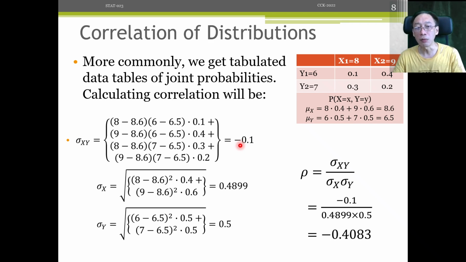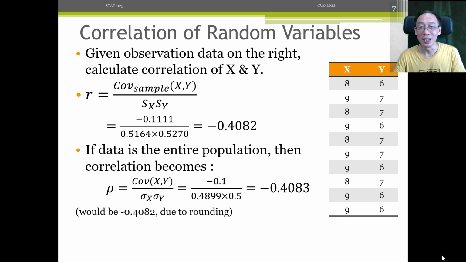And then we calculate the population standard deviation. That's the big square root of the square of the difference from the mean of X of each value, 8 and 9, times its own probability. So for 8 and 9, 0.1 plus 0.3, 0.4 plus 0.2, so we get 0.6. So we do that. You can use a calculator or otherwise. So you get these numbers, and then you divide, and you get the population correlation, which is exactly what we have seen earlier on here.